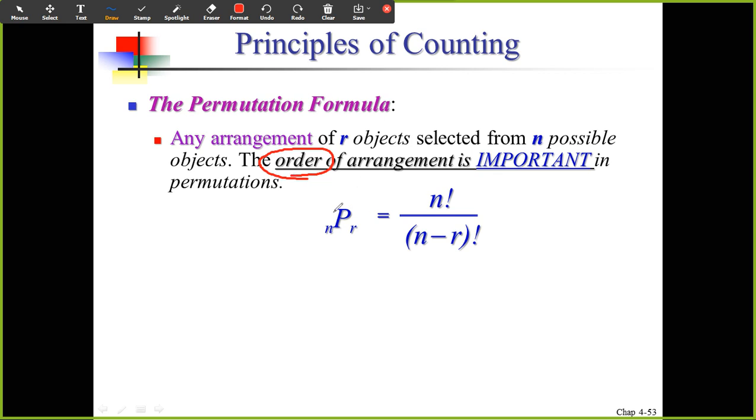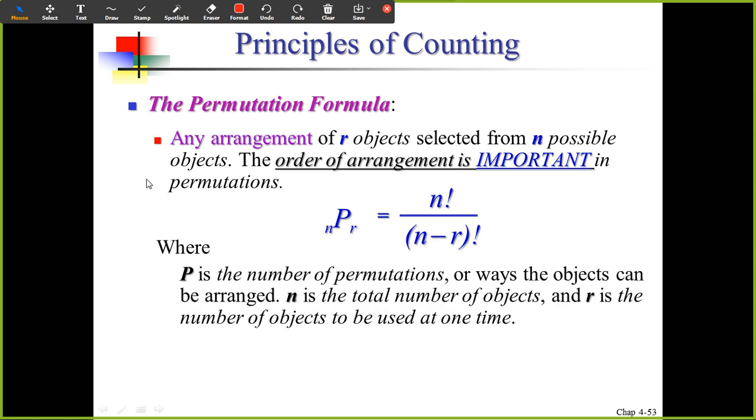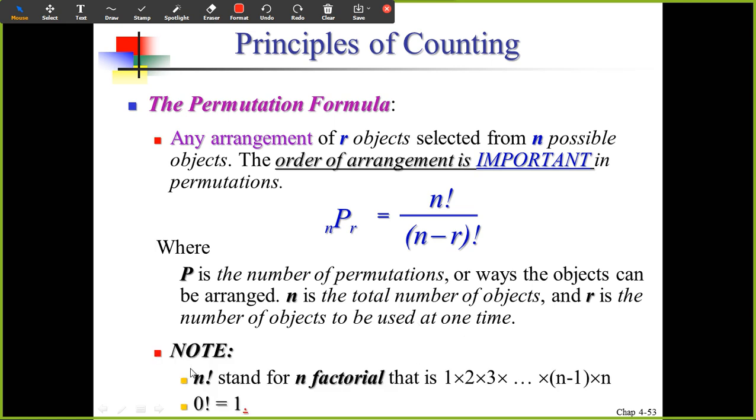So the formula that we use in order to study permutation is here. Permutation r among n objects is equal to n factorial divided by n minus r factorial. Okay, for example, what is P? P is the number of permutations, or ways that objects can be arranged. n is the total number of objects that you have, and r is the number of objects to be selected at one time.